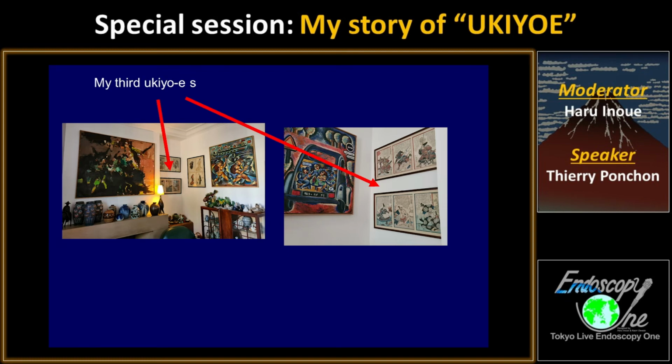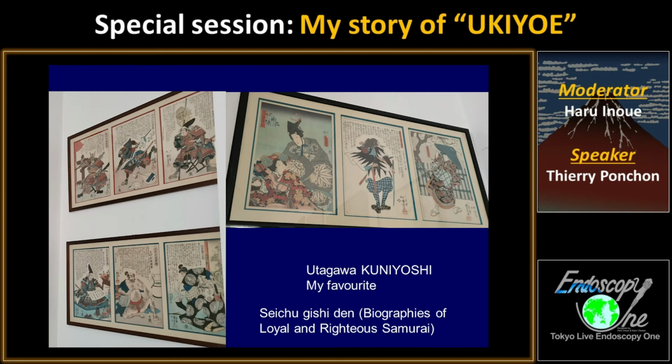Also, my third ukiyo-e is Kuniyoshi. I am a specialist of Kuniyoshi, and Kuniyoshi is my favorite. You see, these are biographies of loyal and righteous samurai. These are samurai. This is samurai. These are samurai. This is Kunisada.